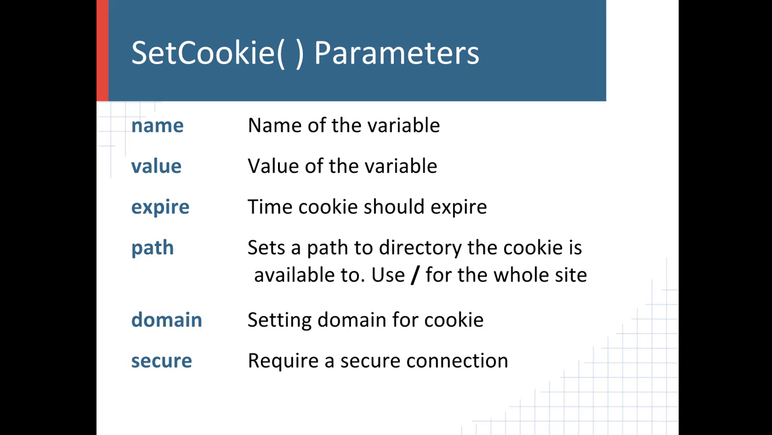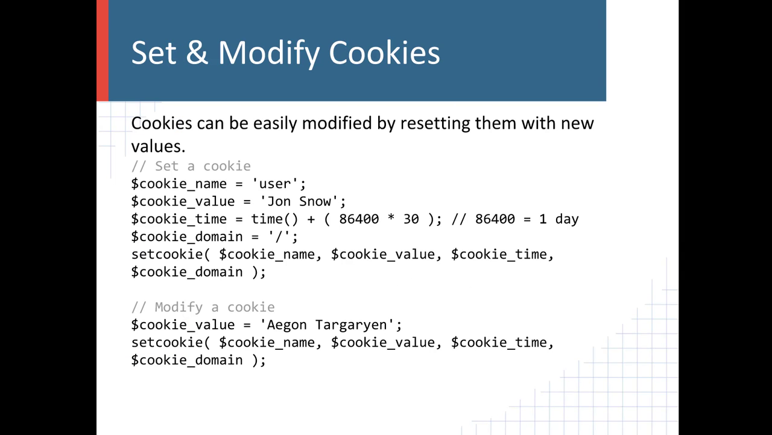So set cookie parameters are name of the variable. That would be the key that we would call it by in the superglobal array. The value of the variable, what do we tell it to equal? What value do we want to give this variable? When the cookie should expire. If we do not set a date, it will expire when the browser closes. The path would be the directory that the cookie is available to, and we use / for the whole site. Setting domain for the cookie, it will default to whatever domain it is currently on, and whether or not it requires a secure connection.